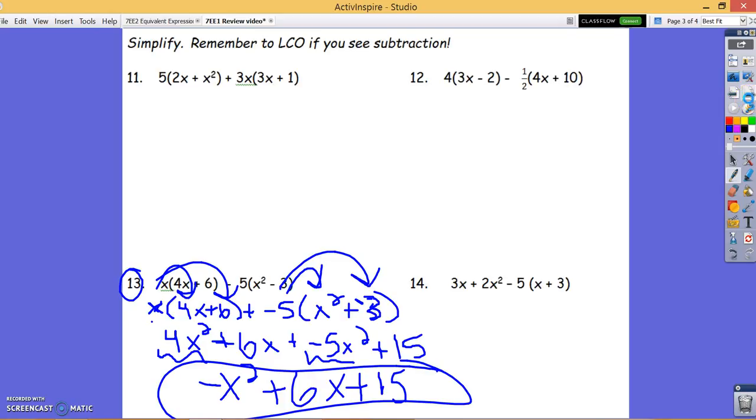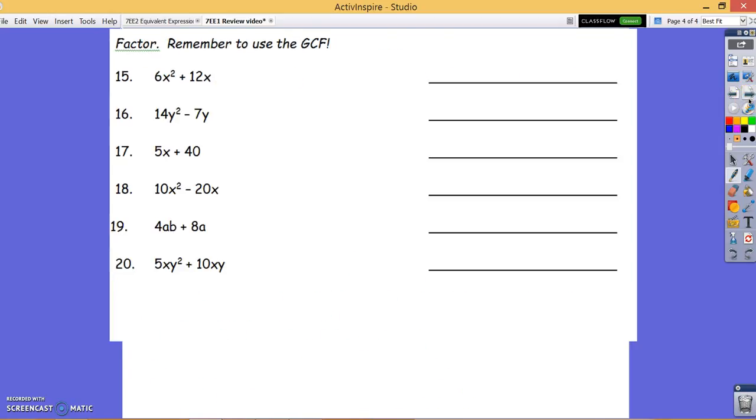All right, on to the last section, which is factoring. Remember, for factoring, we're pulling out the greatest common factor and making it look like a distributive property. It's the opposite of the distributive property. So let's do two problems together here. Actually, let's do 16 and 17.